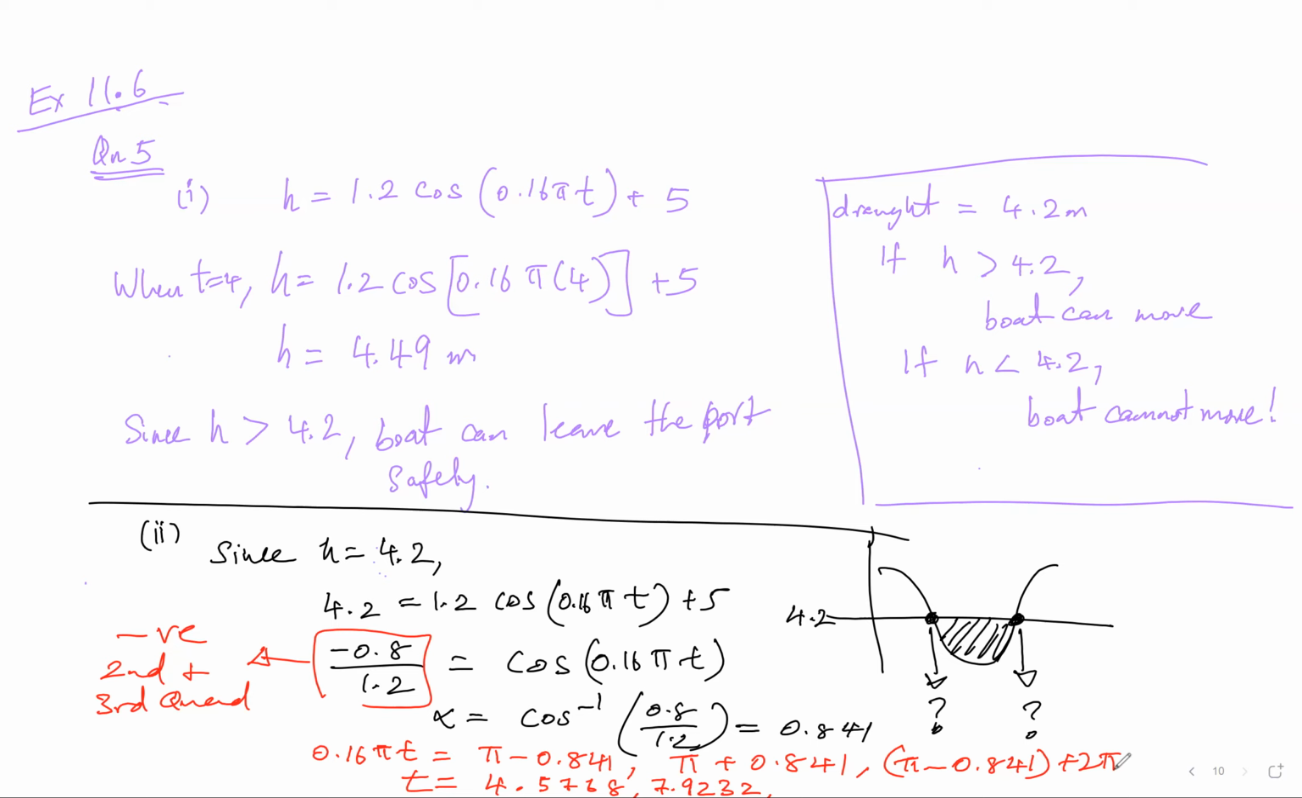What do you get? Okay, you should get 17.077. Okay, so all these are in terms of hours. So you need to convert them into hours and minutes. There's a simple trick to convert from hours to hours and minutes.